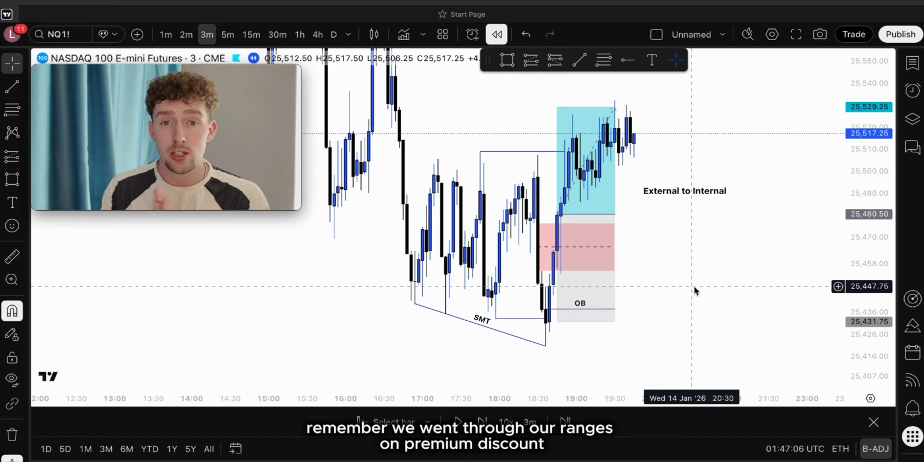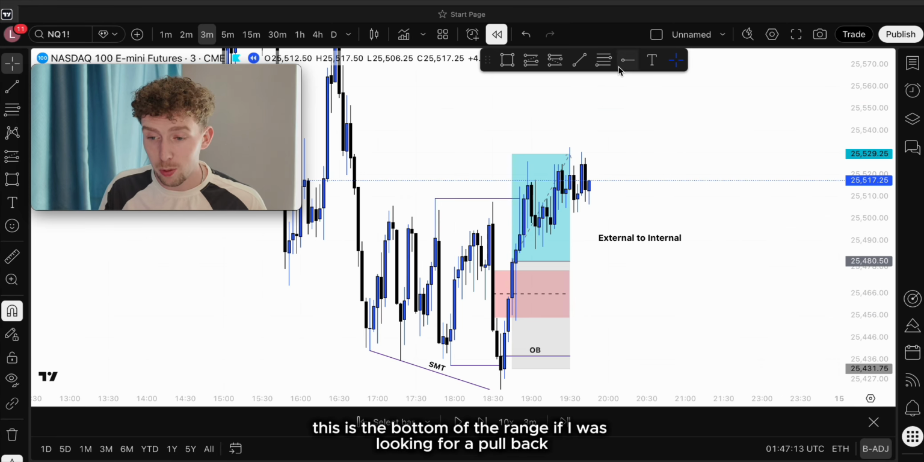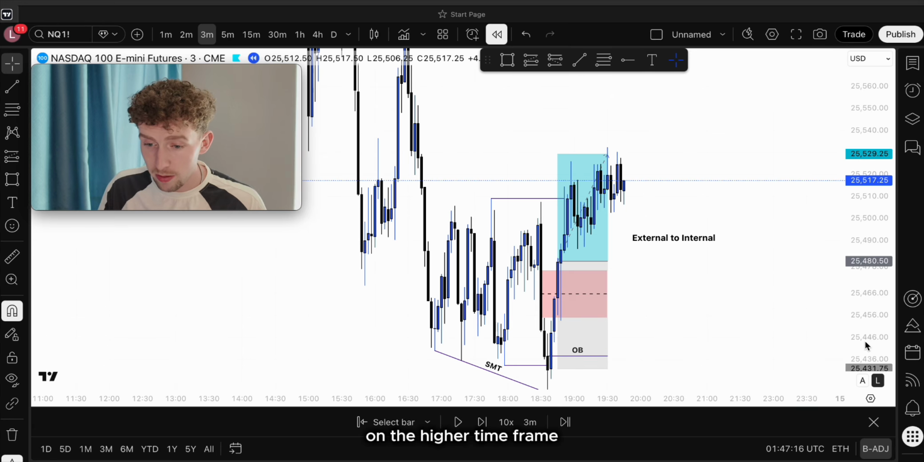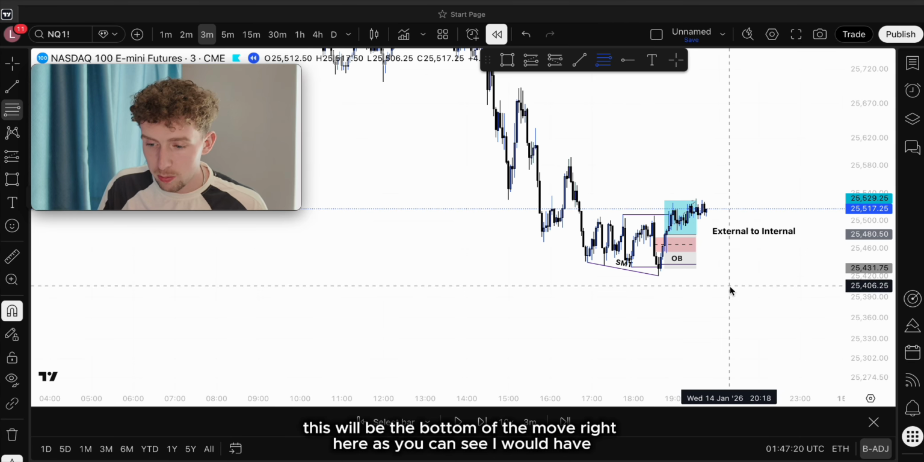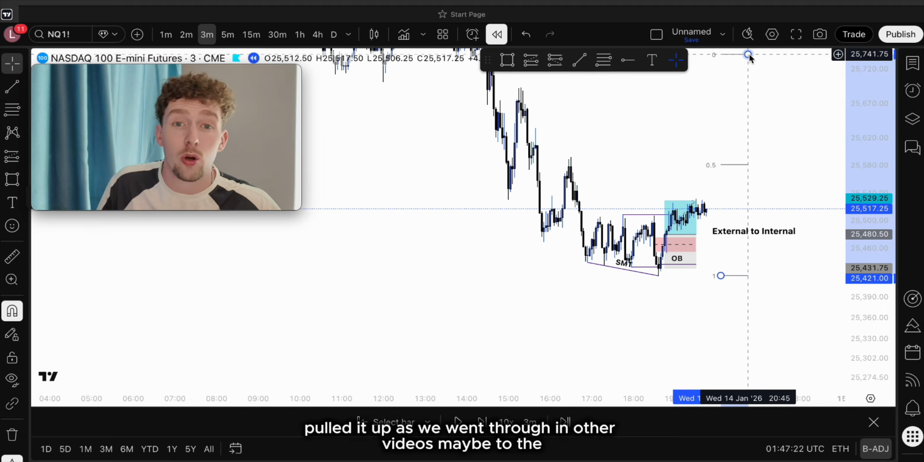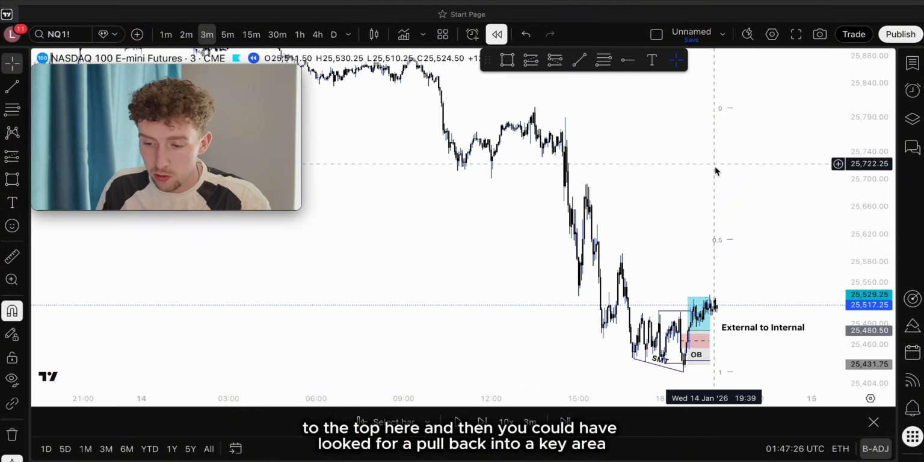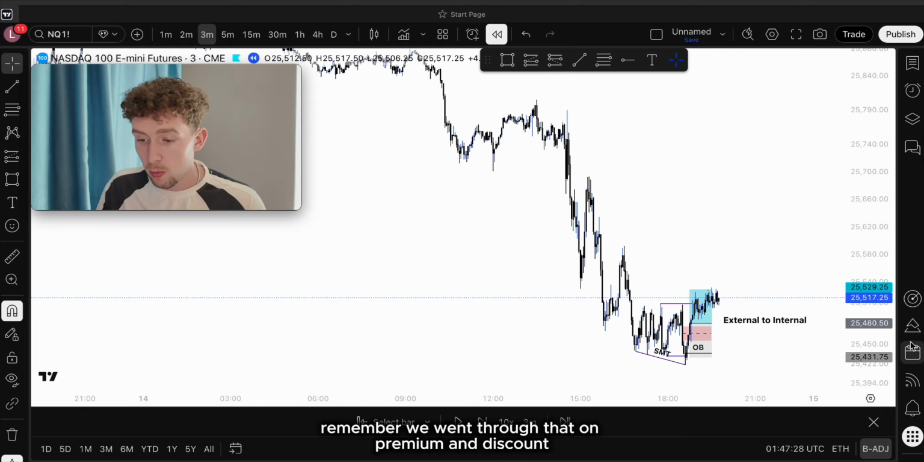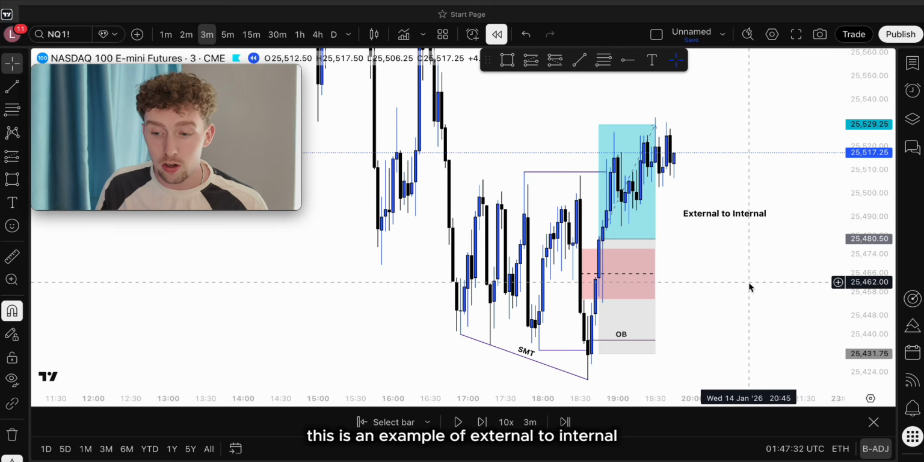Remember, we went through our ranges on premium and discount. This is the bottom of the range. If I was looking for a pullback on the higher time frame, like if I went here and wanted a big pullback, this would be the bottom of the move right here. As you can see, I would have pulled it up, as we went through in other videos, maybe to the top here, and then you could have looked for a pullback into a key area. Remember, we went through that in premium and discount. This is an example of external to internal.